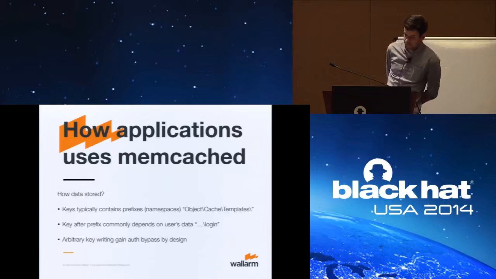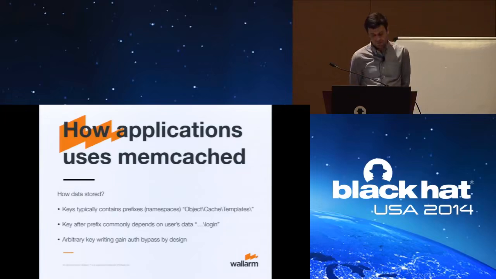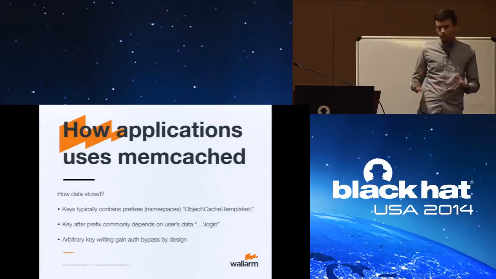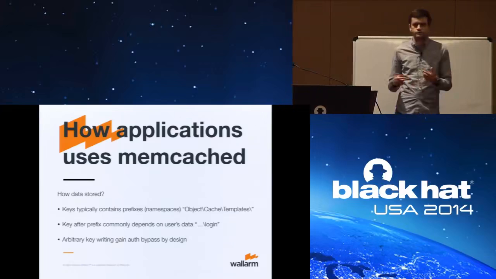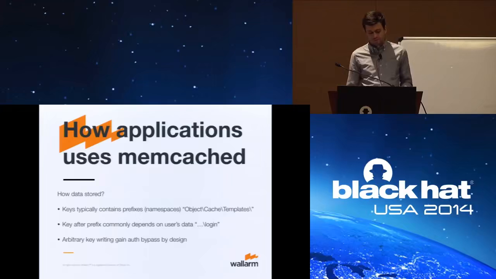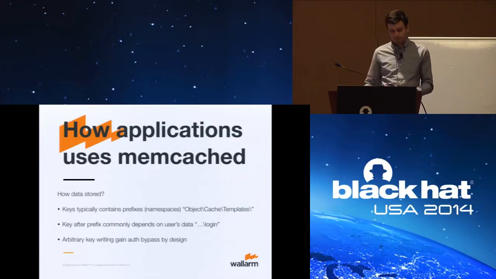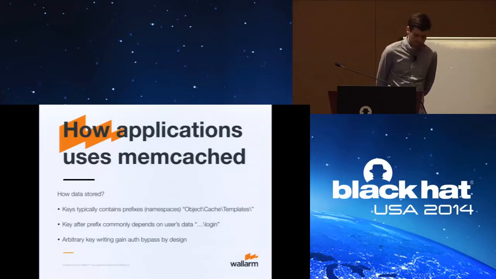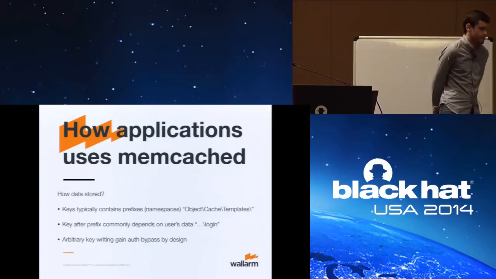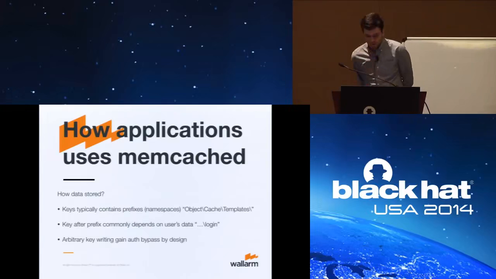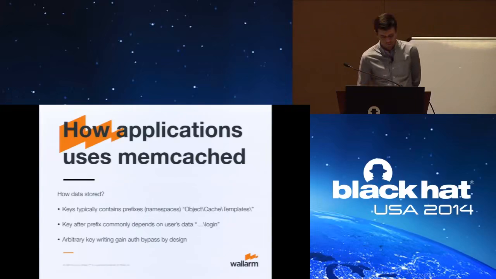How is data stored at the application layer? Basically, the key typically contains prefixes. It's application logic on top of the main Memcached protocol. A namespace in the key is just delimited by any byte, for example by a slash. These are string shards which let the application use different application logic. And the key after the prefix commonly depends on the user's data, for example the user's login, the user's session ID or other user data. For that, arbitrary key writing gains authentication bypass and bypass of namespace restrictions by design, because it's not a good idea to inject arbitrary data into any database, and Memcached is one of them, right?